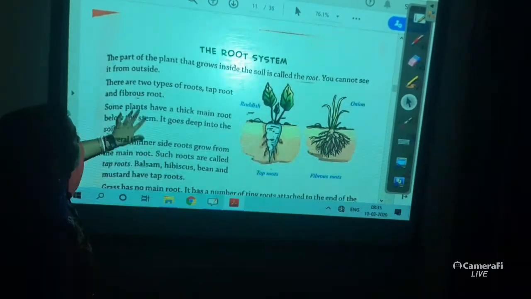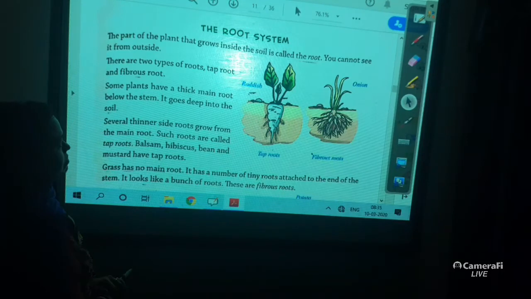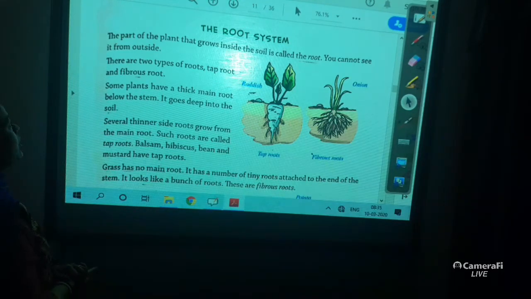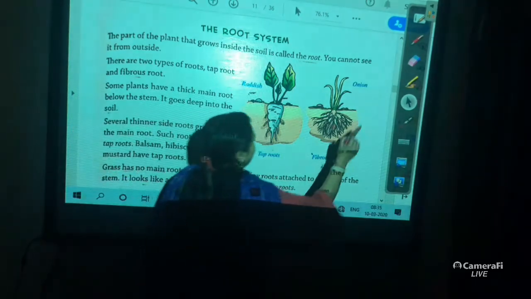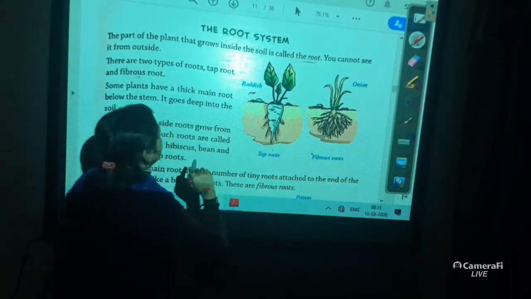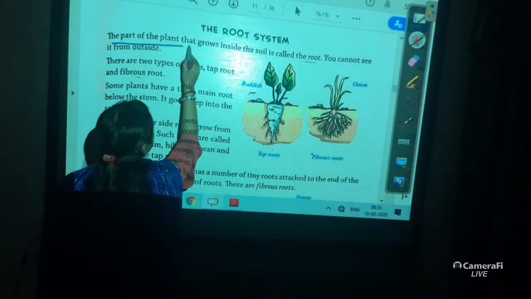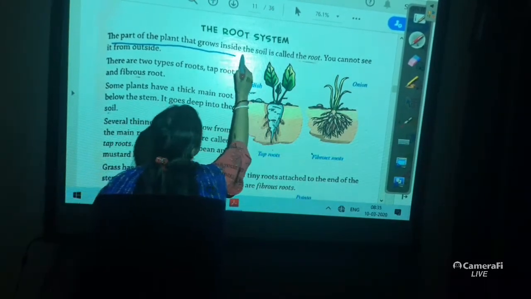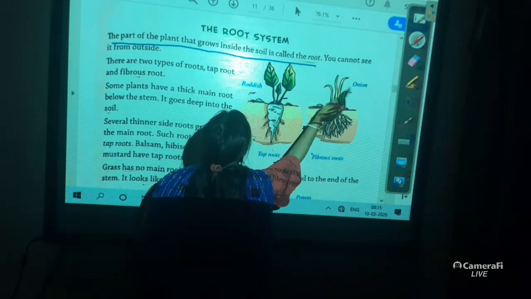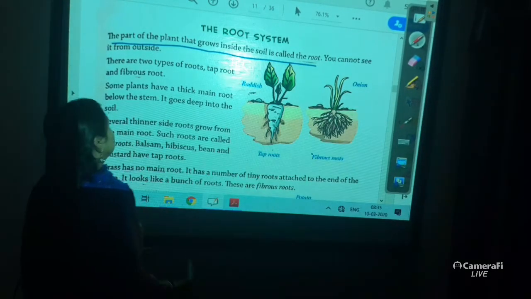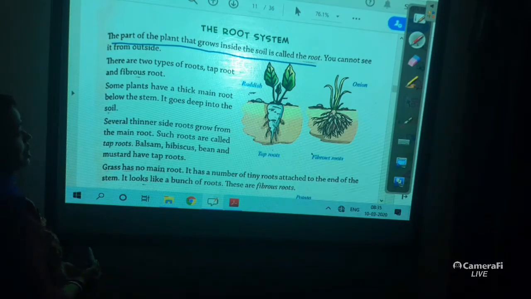Now we will discuss the root system. अब हम लोग ये पढ़ेंगे root system के बारे में. Root system किसको कहते हैं वो तो हम लोग जान ही लिया. We all know what the root system is. So the part of the plant that grows inside the soil is called root. Okay, underline the sentence. The part of the plant that grows inside the soil is called root, and you cannot see it from the outside. इस पोर्शन को बाहर से हम लोग नहीं देख पाते.